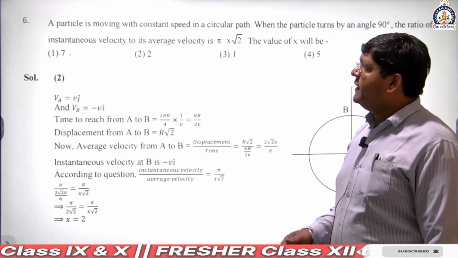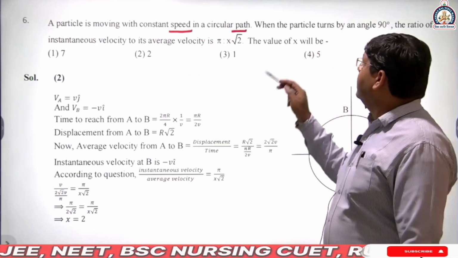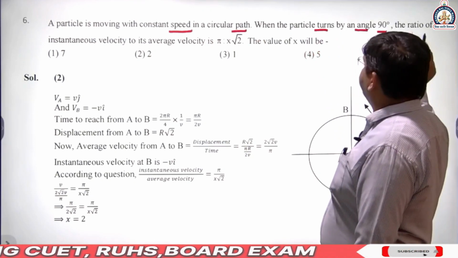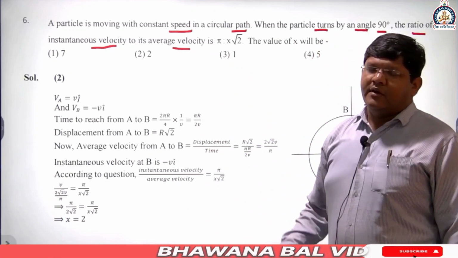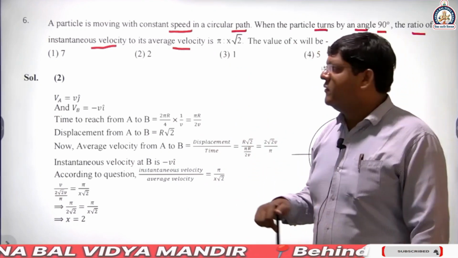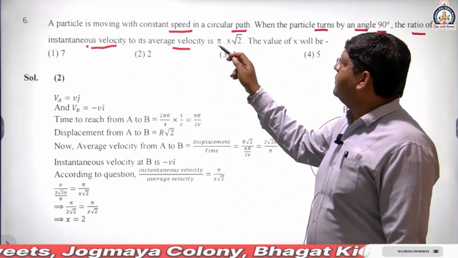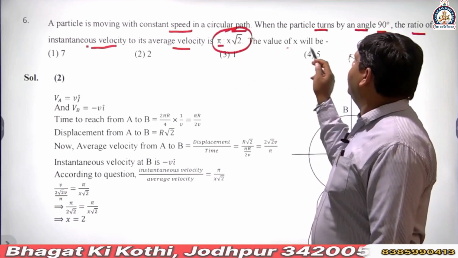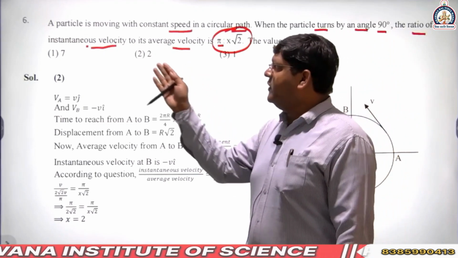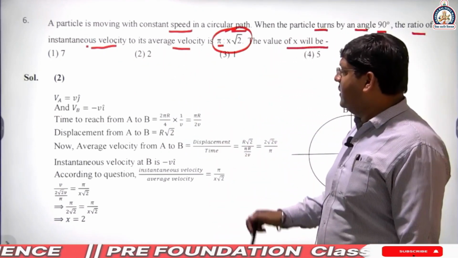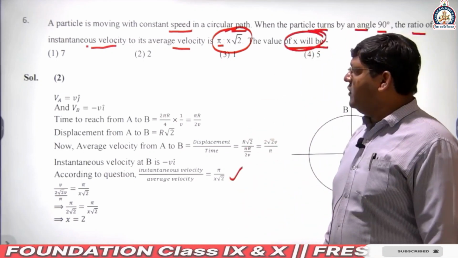Now, moving to the next part: a particle is moving with a constant speed in a circular path. When the particle turns by an angle of 90 degree, the ratio of instantaneous velocity to average velocity is pi upon x root 2. We have to calculate the value of x. The question says we are already provided with the value of the ratio of instantaneous velocity upon average velocity as pi upon x root 2.